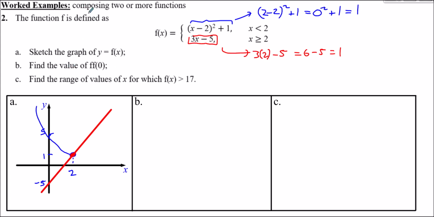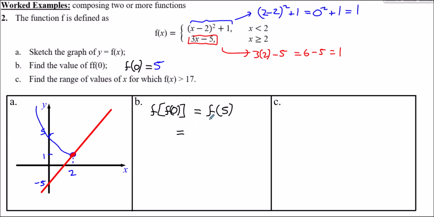For part B, it says find the value of f(f(0)). So f of 0, when x is 0, we're obviously looking at the blue portion of it, because when x is 2 or more, it's defined upon the other part. So f of 0 is obviously 5, because when x is 0, this one gives a value of 5. As we can see here, when x is 0, it's 5 high. So that's essentially just f of 5.